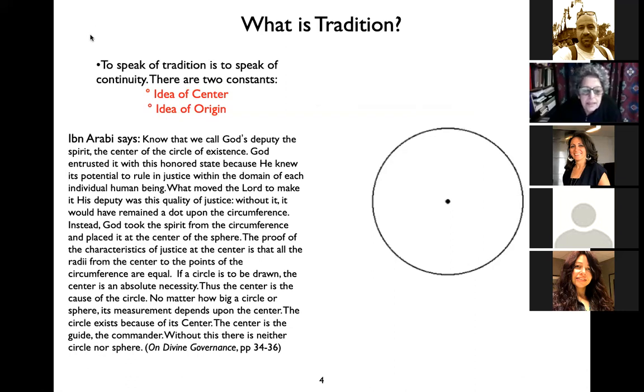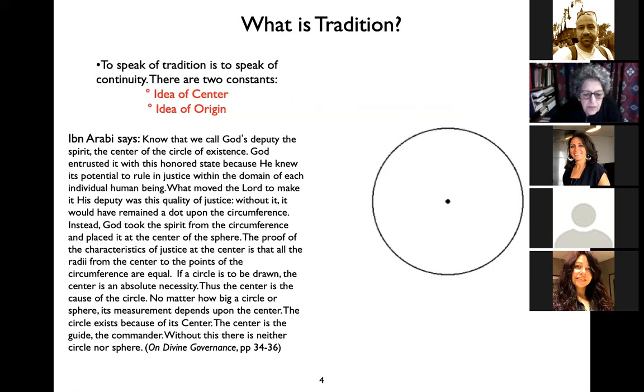Yes. Okay. So Ibn Arabi says that God entrusted it with this honored state, that is the circle of existence, because he knew its potential to rule in justice within the domain of each individual human being. And this point then is a point of justice that we're trying to reach in order to morally heal and become fair and just people. Without it, it would have remained a dot upon the circumference. Instead, God took the spirit from the circumference and placed it in the center of the sphere.